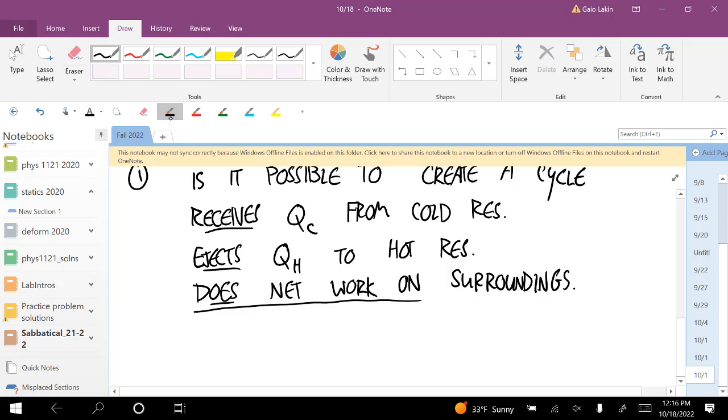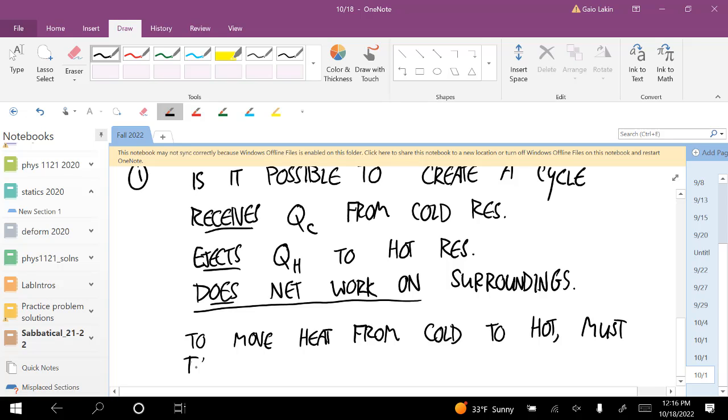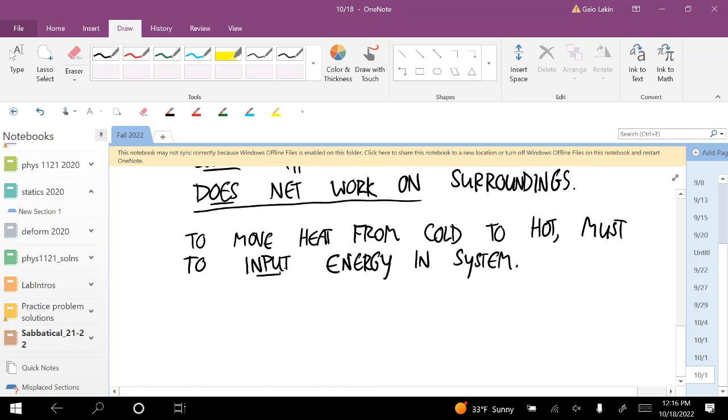But the idea is just to move heat from cold to hot. You have to input energy into the system. So this is impossible.